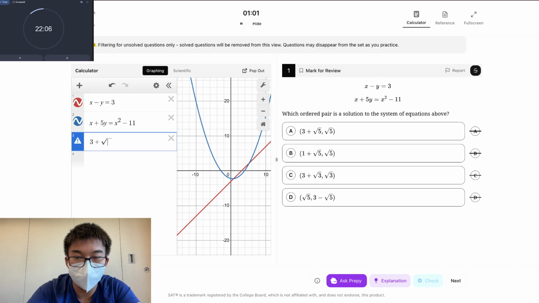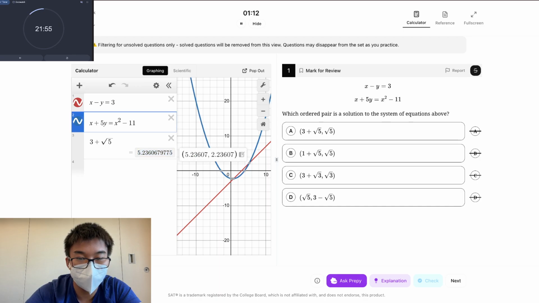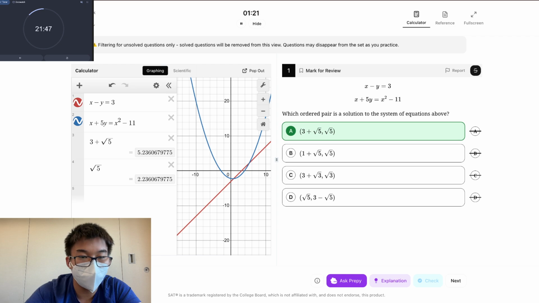x plus square root of 5 is equal to 5.3 something. So, oh, that looks right? And then square root of 5. Yeah, so that's one solution right here already, I think. Yeah. But yeah, I got lucky on that one because it was the first solution.